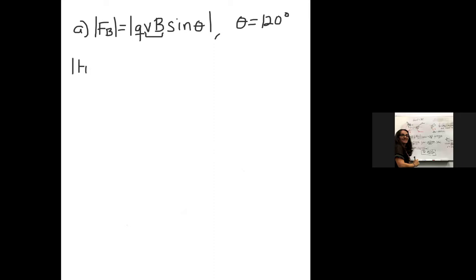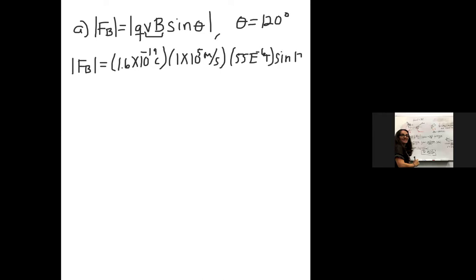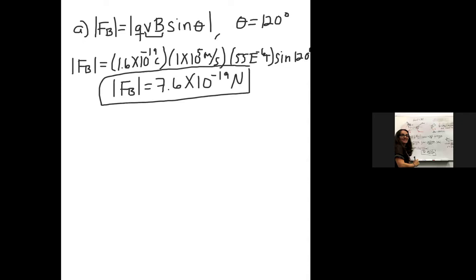So the magnitude, we're going to talk about direction in a second. Remember, this is all magnitude, so I don't need to put the negative in. 1.6 times 10 to the negative 19 coulombs times 1 times 10 to the 5th meters per second times 55 times 10 to the negative 6 Teslas times the sine of 120 degrees. And this gives a magnitude of the magnetic force of 7.6 times 10 to the negative 19 newtons, right? That's the magnitude.